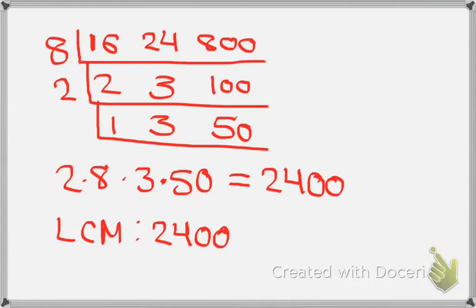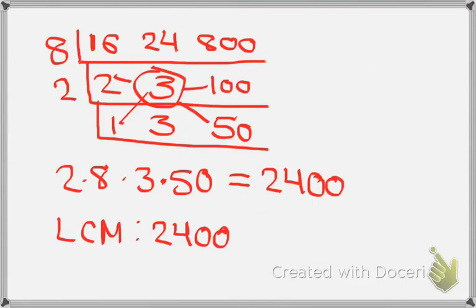8 can go into 16 2 times, 8 can go into 24 3 times, and 8 can go into 800 100 times. And we're going to get 2, 3, and 100. What you're going to see is that 3 does not pair up with 100 or 2. So instead of stopping right there, you're going to want to keep on going further. So we're going to find 2.